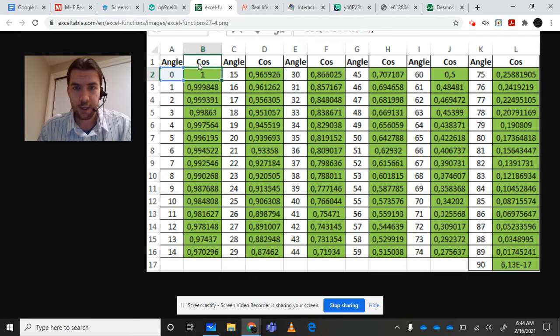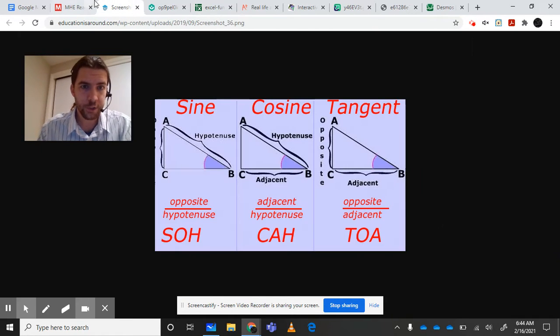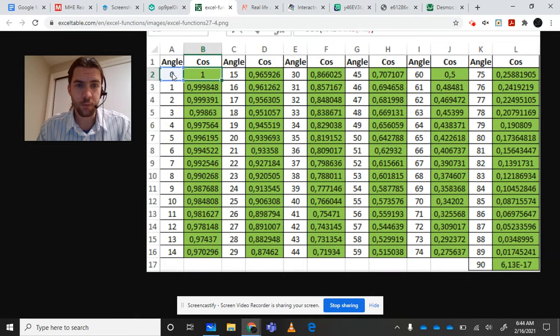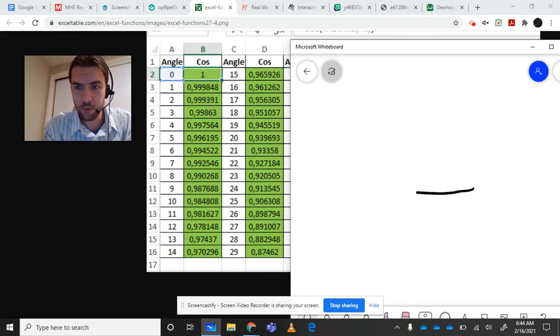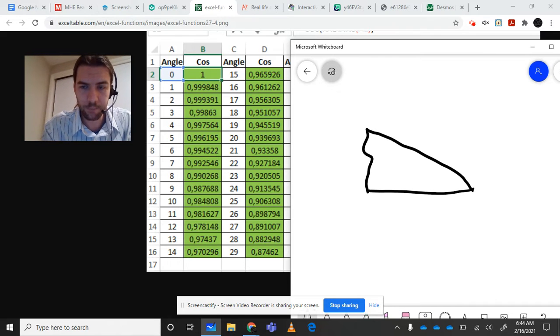This one's listing cosine, which is a comparison between the adjacent and the hypotenuse. It says that when you measure a 0-degree angle, the cosine is 1. When you measure a 1-degree angle, just a tiny little 1-degree angle, the ratio between the adjacent and the hypotenuse is 0.99. That means that the adjacent side is 99% as big as the hypotenuse when you only have a 1-degree angle. That would make sense because if we're doing a right triangle, we have opposite, hypotenuse, and adjacent.